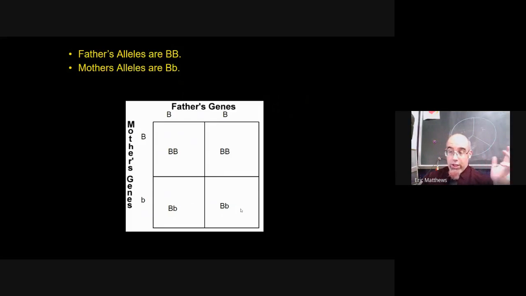Now, if we looked at this gene and we said this is eye color, and capital B is the dominant for brown, little b is the recessive for blue, what color eyes would these children have? Brown. All of them. Because they all have at least one dominant allele.